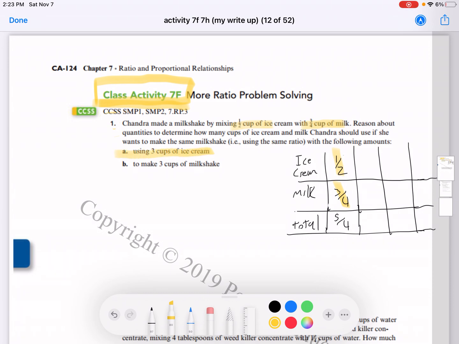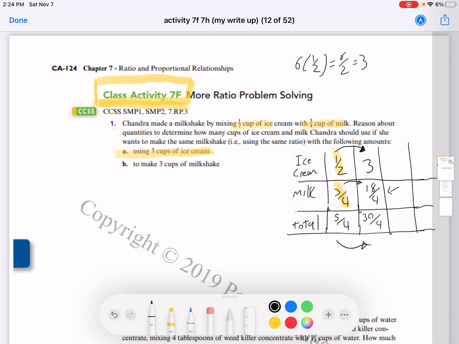ice cream? Well, if I wanted this to be a 3, you would need to multiply this by 6, right? Because 3 is 6 times 1/2, right? 6 times 1/2 is 6/2, which is 3. So I would need to multiply this by 6, which would make that 18/4. And then I could either add those two numbers together, or I could multiply this by 6, which is 30/4.